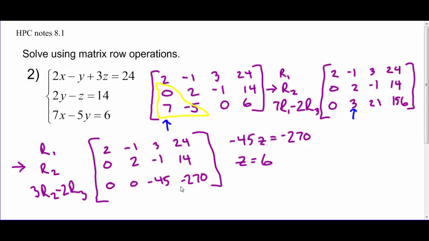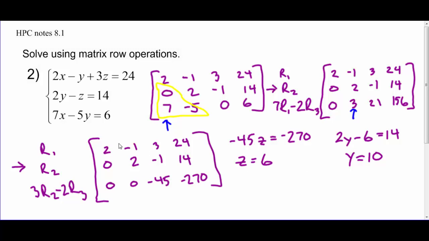We're going to use a process called back substitution now, where I'm going to take that value I found for z and go up one step, and I'm going to plug it in here. So 2y minus z, we're going to change z to 6, equals 14. If we add 6 and divide by 2, we quickly see that y would equal 10.